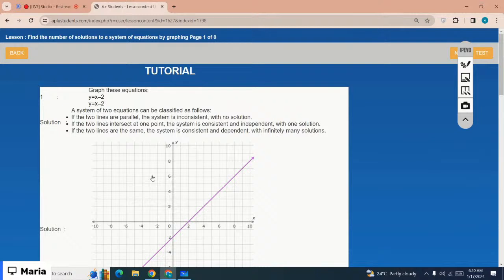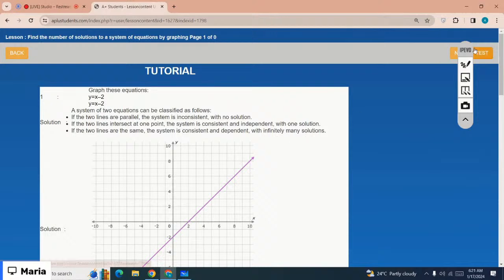So just look at the example. You are given the equations y equals x minus 2 and y equals x minus 2. Both the equations are exactly the same, isn't it? So the lines are also the same. And when the two lines are exactly the same, the system is consistent and dependent with infinitely many solutions. Got it?